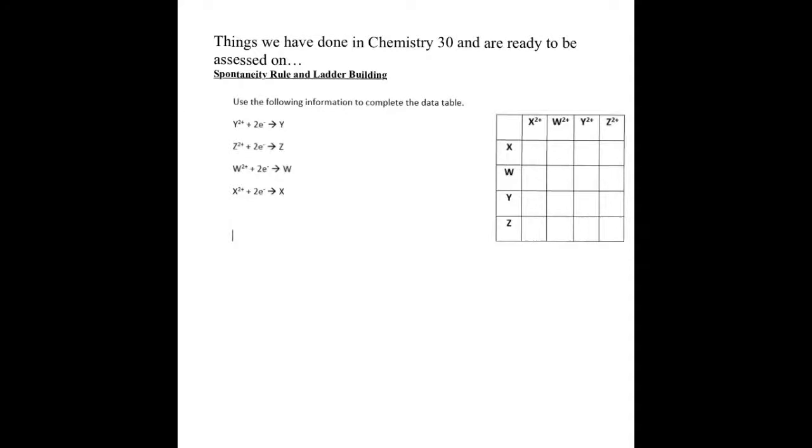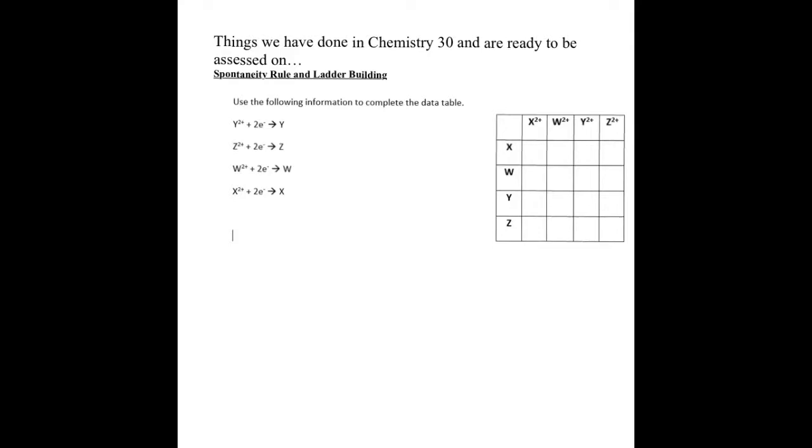So these are things that we've done in Chemistry 30 so far and are probably ready to be assessed on. So you could follow along on the assignment I gave you or just watch this video. It's really up to you. But we talked about the spontaneity rule and ladder building.